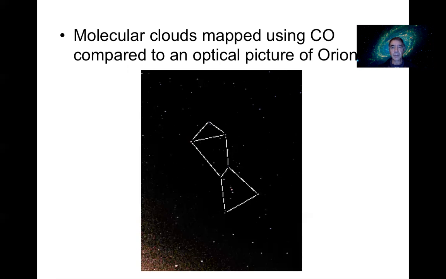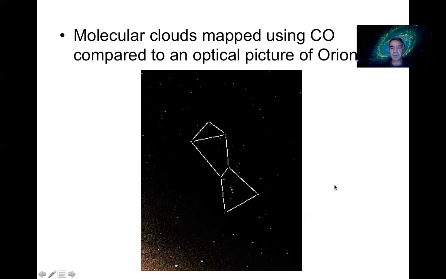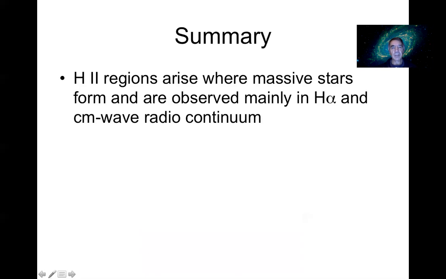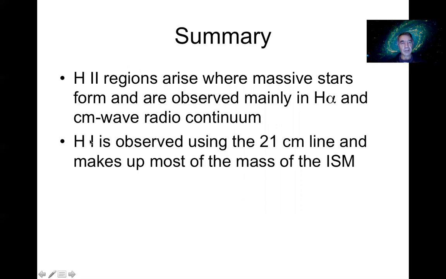Okay, so that's using 3 mm. Again, this is a spectral line to map out the emission. Again, the colors here are just false colors to represent the intensity. Okay, so let's summarize these 3 elements of the interstellar gas. We've had ionized hydrogen, H2 regions. They arise when you've got massive stars forming, and they're observed mainly through H-alpha and centimeter wave radio continuum, the Bremsstrahlung mechanism. We've then looked at atomic hydrogen, H1, using the 21 centimeter spin flip transition.